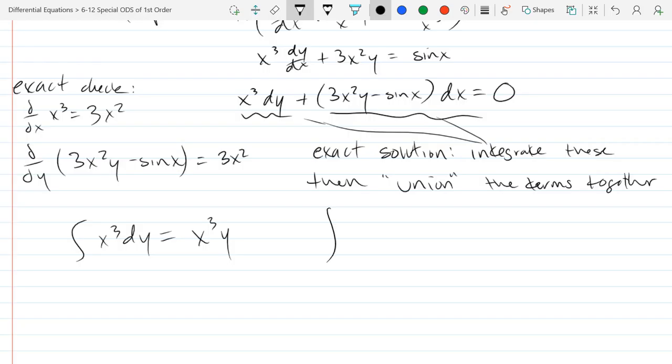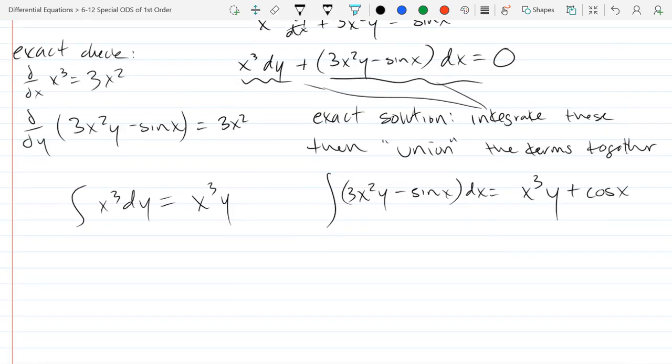The other one looks like it'll be more tricky, but it shouldn't be too bad. We're doing a dx antiderivative here. The 3x squared antiderivative is x cubed, and bring over the y. And for negative sine antiderivative, we'll try negative cosine and then check. The derivative of cosine is negative sine, so I need a plus. I did a little guess and check on that second one. All right, how we union these: you don't want to count repeats, so I don't want to double count. Any term that has x and y in it should appear in both locations, so the only unique terms will have just x or just y.